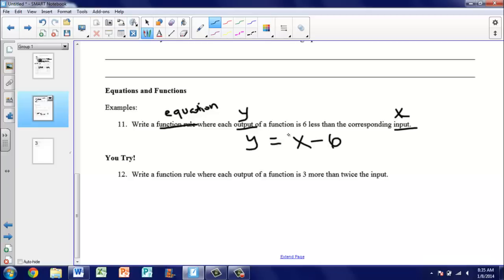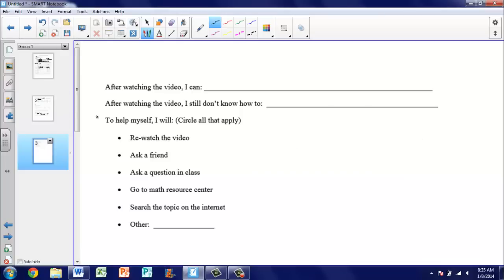So here we're just really doing a simple translation, but you have to remember that output means y and input means x. And that's it. You don't have to do anything else. You were just asked to write an equation. There's our equation, and we're all done. So not a lot of work for that. We just have to remember our translation rules. And then we have a Utry.